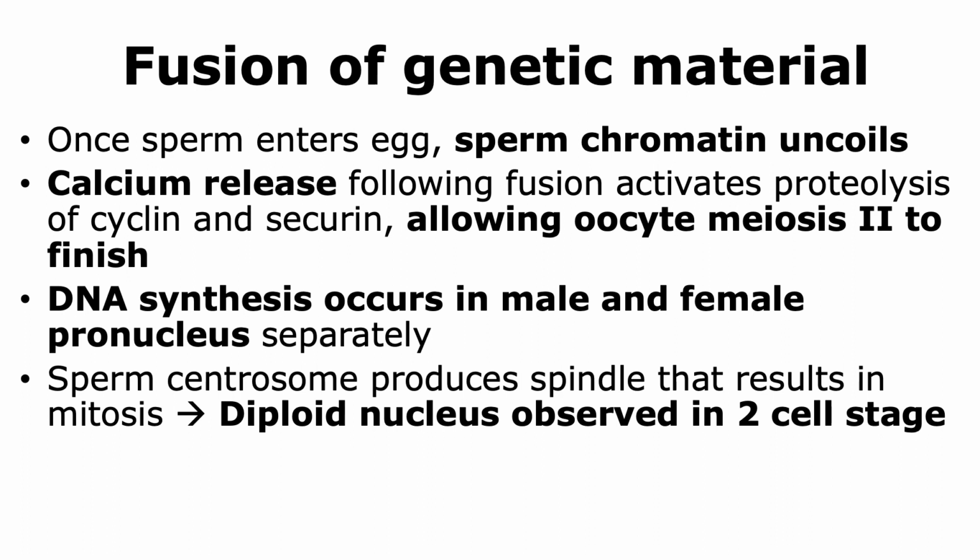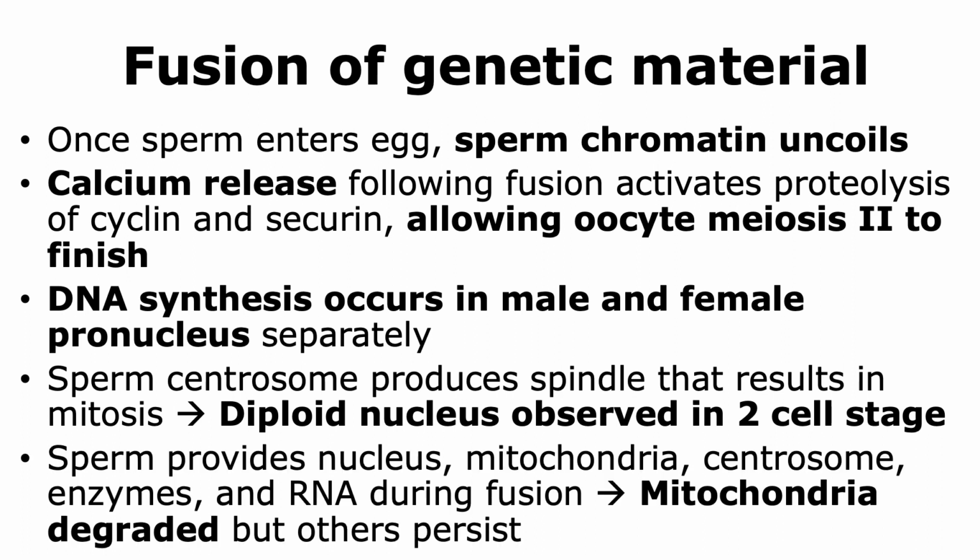It is at this two-cell stage that we actually see the diploid nucleus. It should be noted that the sperm provides the pronucleus. It also provides mitochondria, centrosome, enzymes, and RNA during the fusion step. However, it should be noted that the mitochondria get degraded. However, we still will have the nucleus, centrosome, enzymes, and RNA that are present in the egg once the fusion process occurs.